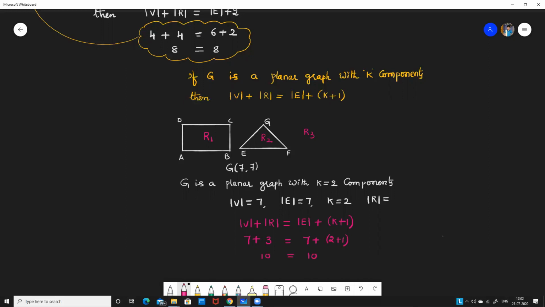Okay. So if G is a planar graph with 2 components, we can write the formula: number of vertices plus number of regions must be equal to number of edges plus k plus 1, if the graph contains k connected components. Suppose the whole graph is connected, then k becomes 1. K becomes 1 means 1 plus 1, that becomes Euler's formula, which we already covered earlier. Okay, so you have to remember this formula.